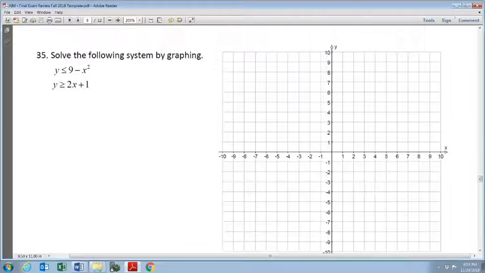All right, so it says solve the following system by graphing.